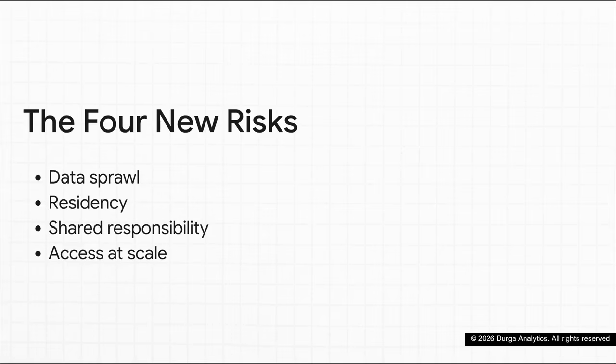Third is the shared responsibility confusion, which we'll dig into in a second. And fourth is access at scale. Cloud permissions are just so powerful and complex that granting overbroad access by accident is remarkably easy to do.